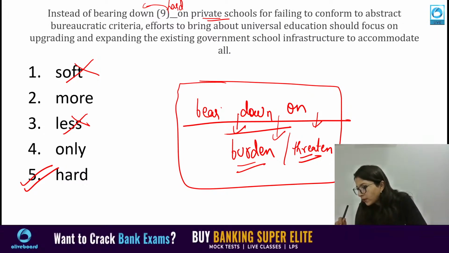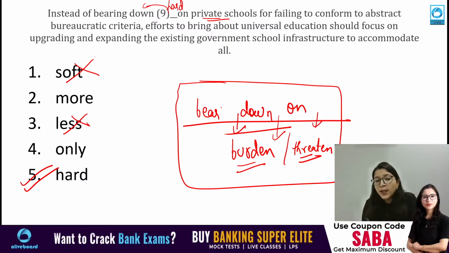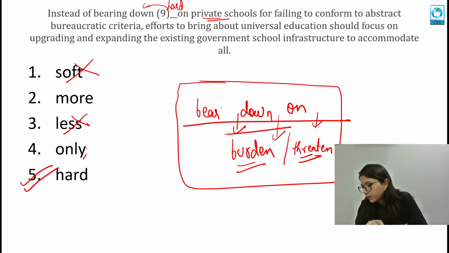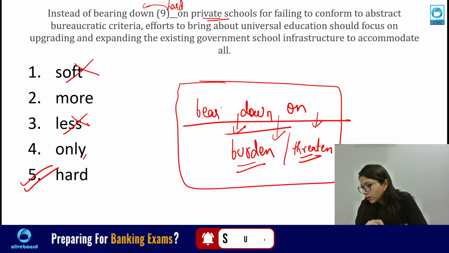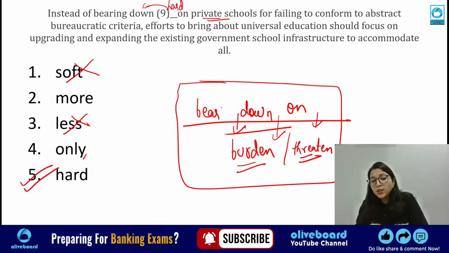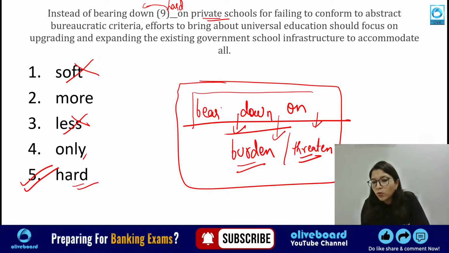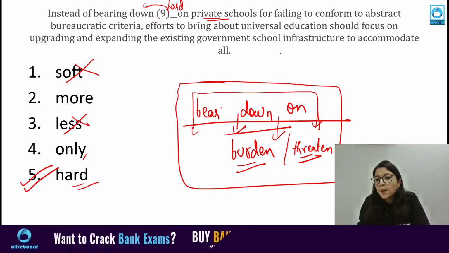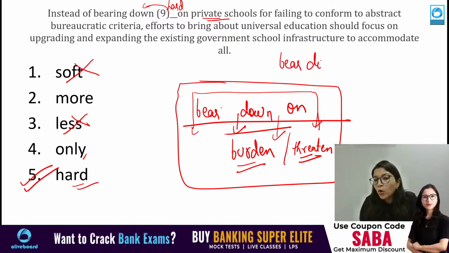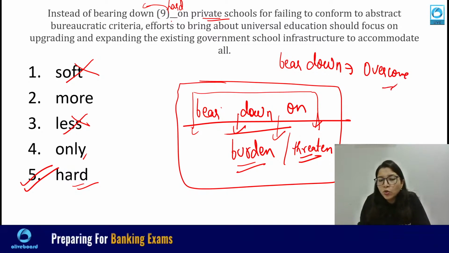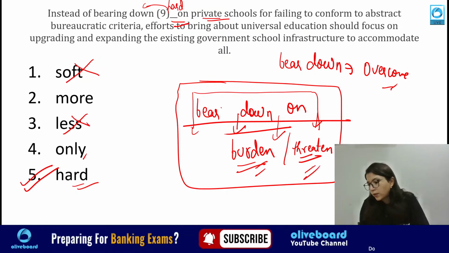Priyanshu, Sachin, did you get the difference? Only would have been right if the talk there was just about private schools. This was based on sense. There was no grammar here. Once you know the meaning of bear down on, I hope you see bear down means overcome. Only bear down is a different phrasal verb which means overcome. And here on is used and it means burden, threaten.